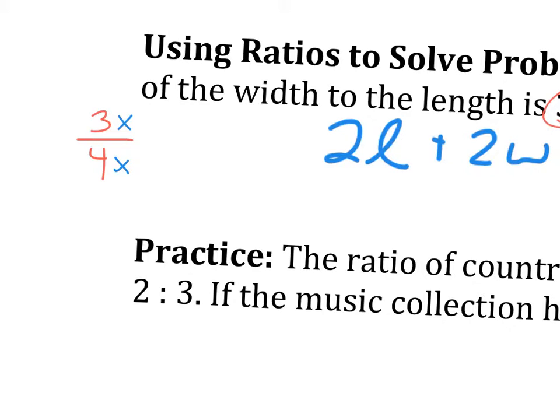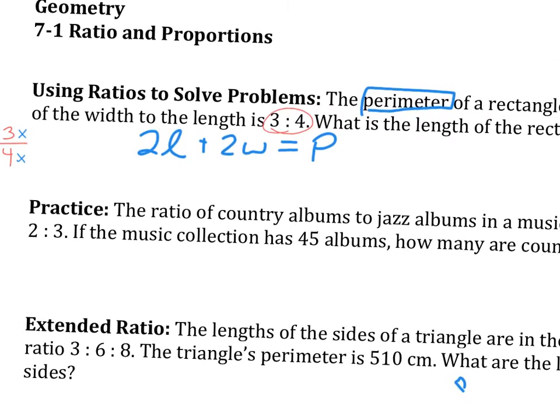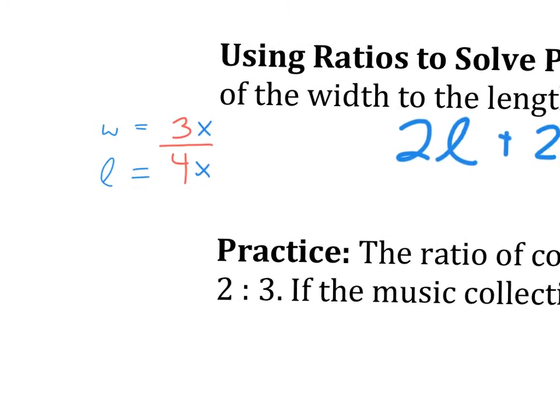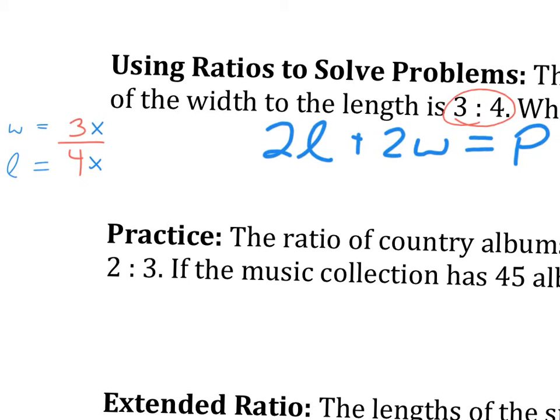So instead of putting in L and W, I'm going to put in 3x and 4x. So let's see. It says the width compared to the length. So it says that the width is going to be smaller than the length. So effectively, I know the width is 3x, and I know the length is 4x. So I'm going to substitute the 3x and the 4x in. So I'm going to bring down the 2, but instead of L, I'm going to put 4x in.